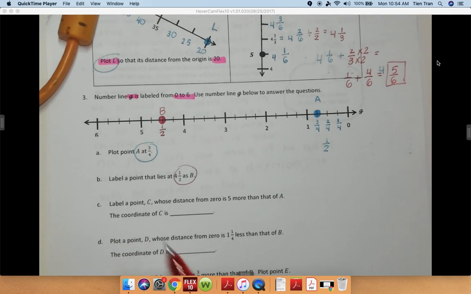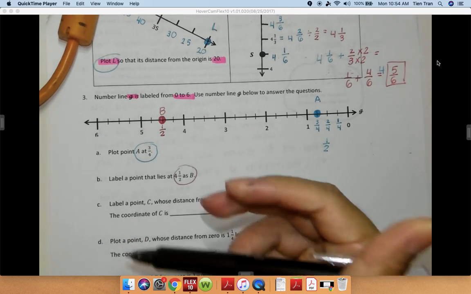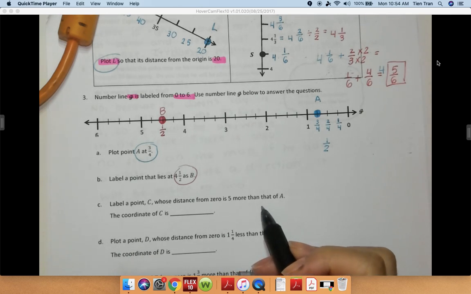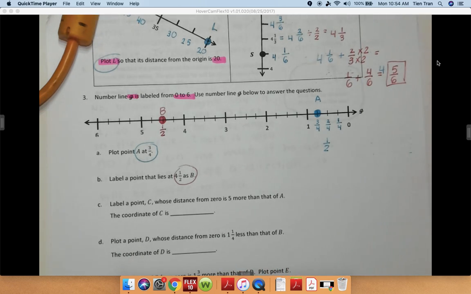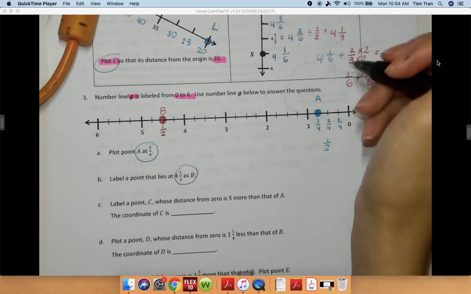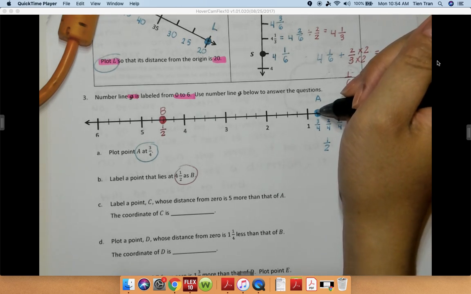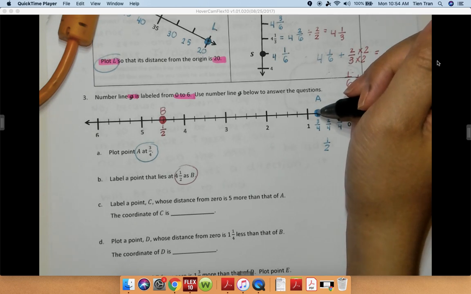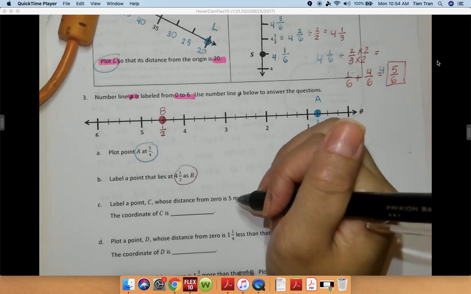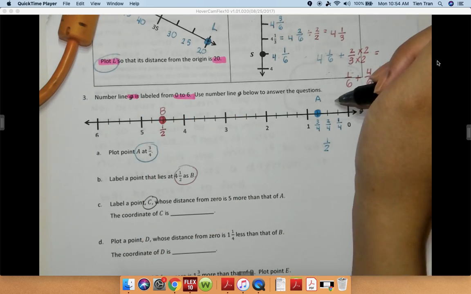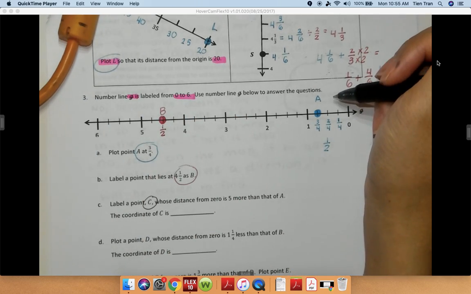Next, for plot C, it asks me to label C, whose distance from 0 is 5 times more than that of A. The coordinate of C is what? So A is right here. And what I'm going to do is go 5 times more to label point C, okay? So I'm going to go 5 times more.